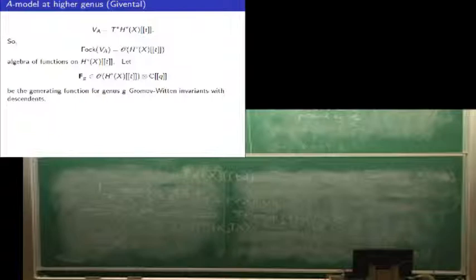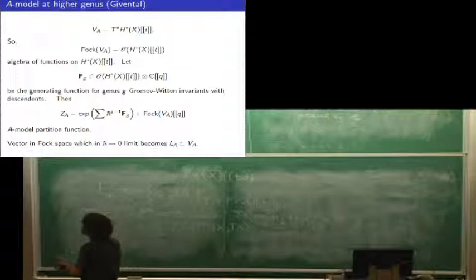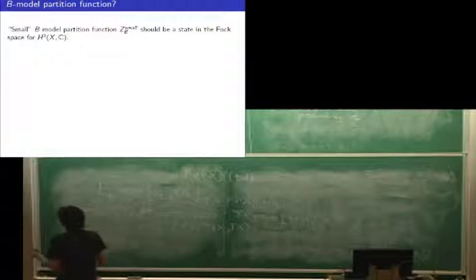Now we have the generating function for Gromov-Witten invariants as an element of this guy. So I can just take the exponential of that to be the A model partition function, and it's a vector in the Fock space as desired. And pretty much by definition, as h bar goes to zero, this converges on the Lagrangian cone we wrote down earlier. Okay. So the B model is what I'm going to talk about, obviously much more interesting.